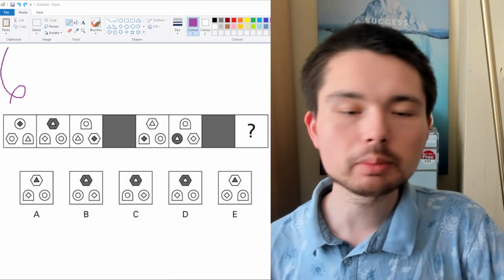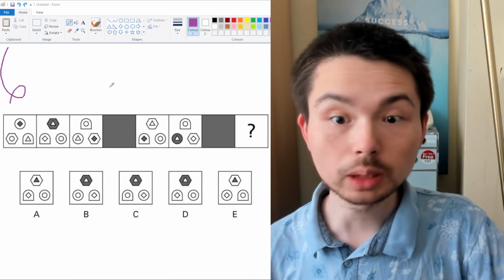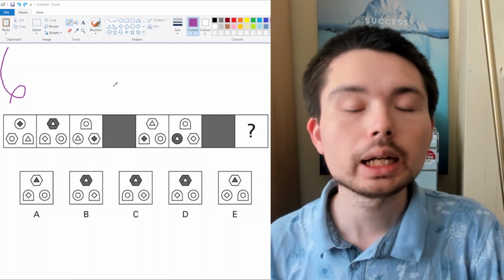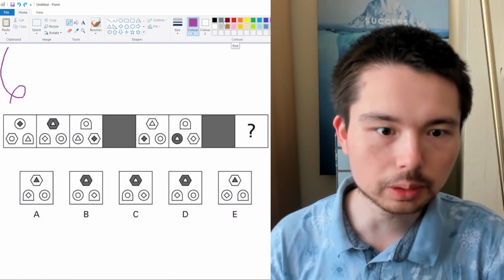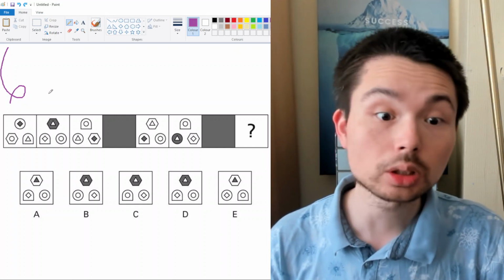Question 6, we are 5 minutes in. Let's hurry up now. So much to look at, it is ridiculous. Now, how do we break this down? We must pick a shape to focus on. Let us see how it changes. Let's go with the diamond.